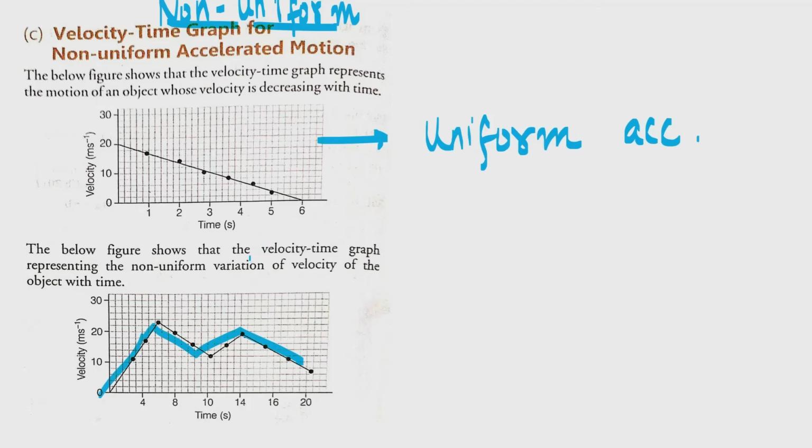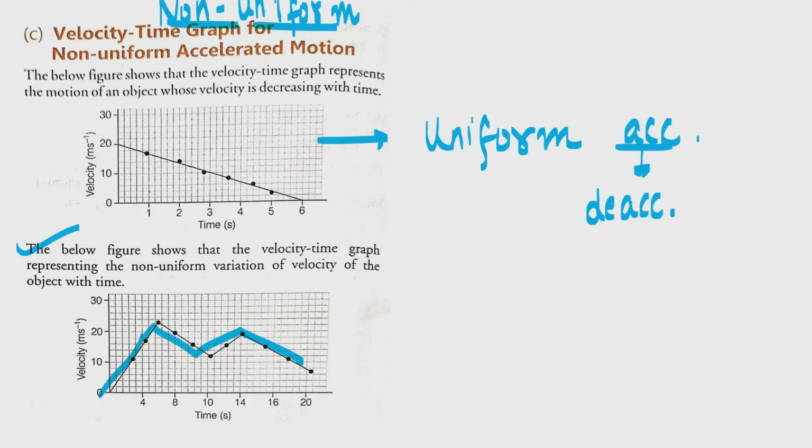Its slope is declining, so it will not be accelerating but deaccelerating. Okay. But see this graph, this is abrupt. Velocity is sometimes increasing, sometimes decreasing, sometimes increasing, sometimes decreasing. So the velocity is not changing with uniformity. So obviously this is a graph of a non-uniform acceleration.